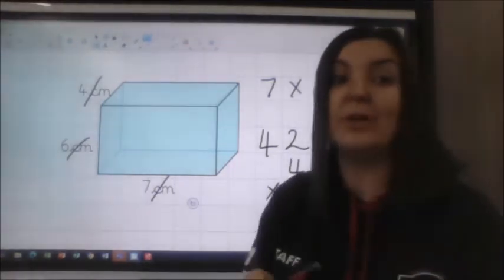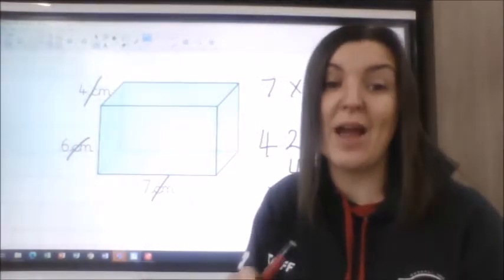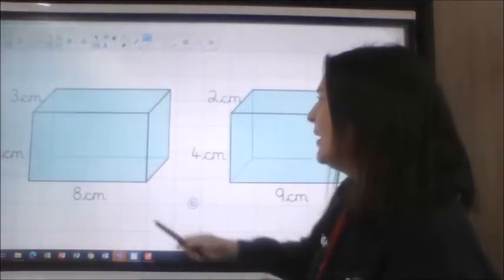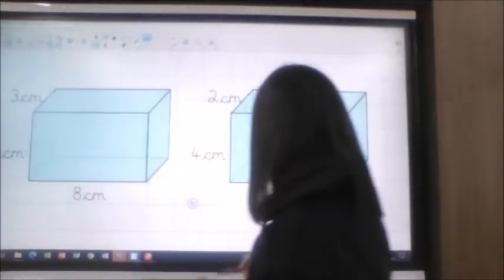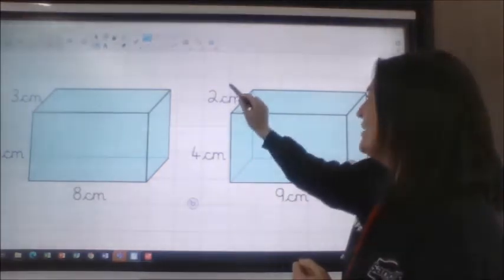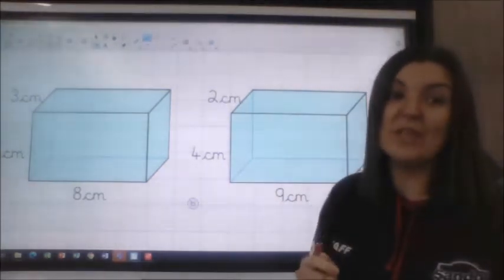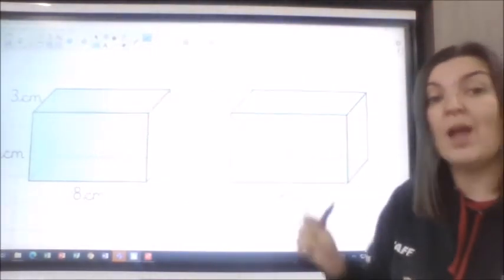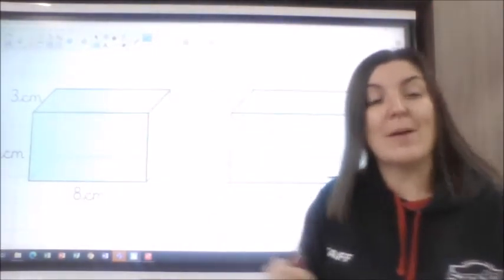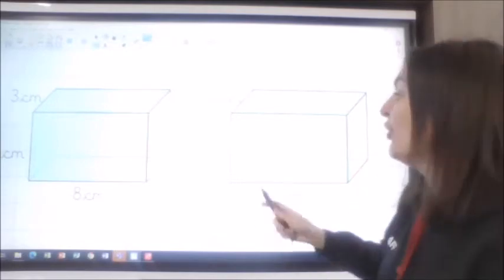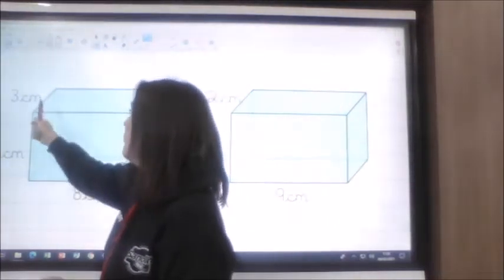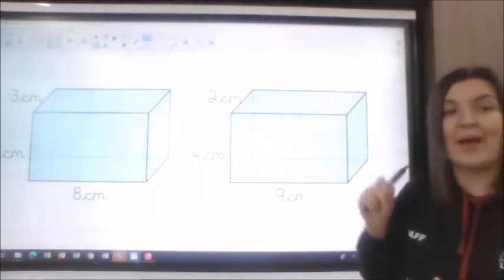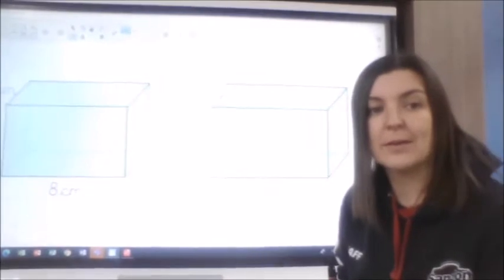So I've got a couple now for you to pause the video and try yourselves. You can see on this one, it's 8 and 5 and 3, and this one, it's 9 and 4 and 2. So pause the video now and have a go in your purple book to work out the volume of these two cuboids. Remember, it's a 3-dimensional shape, so you've got 3 dimensions. You've got the length, the width, and the depth, and you multiply those all together. So pause the video now and have a go of those.